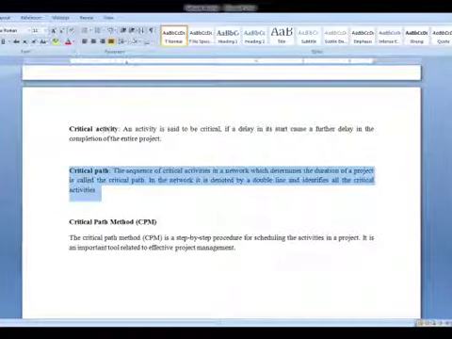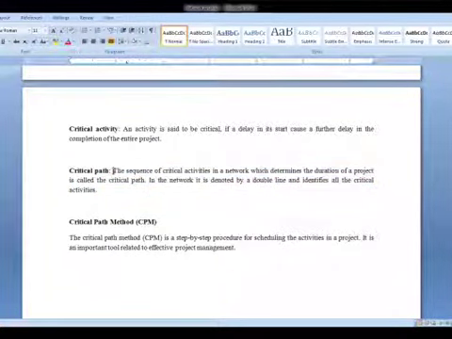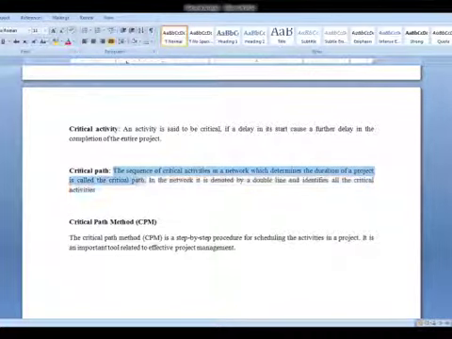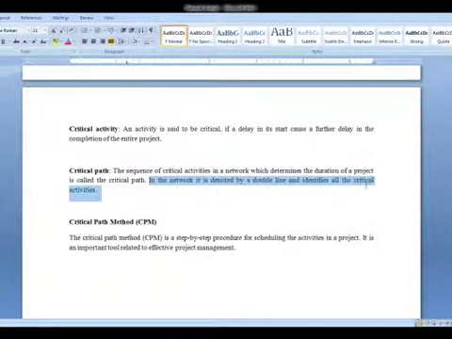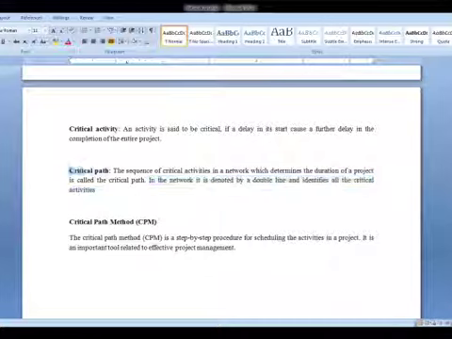Now, a set of critical activities, if you follow it, that is called a critical path in simple words. The sequence of critical activities in a network which determines the duration of a project is called a critical path. Obviously in any of the problems we need to find the critical path. We'll understand how it works. In the network, it is denoted by a double line and identifies all critical activities. So joining of all critical activities will give you a critical path, and it is denoted by double lines.